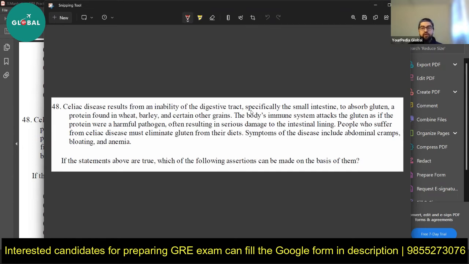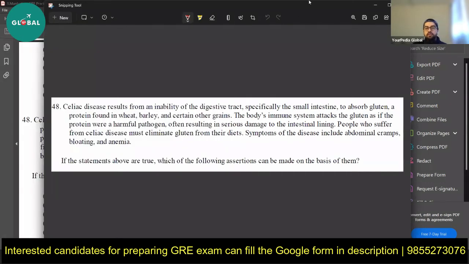The body's immune system attacks the gluten as if the protein were a harmful pathogen, often resulting in serious damage to the intestinal lining. People who suffer from this disease must eliminate gluten from their diets. Symptoms of the disease include abdominal cramps, bloating, and anemia. If the statements above are true, which of the following assertions can be made on the basis of them?